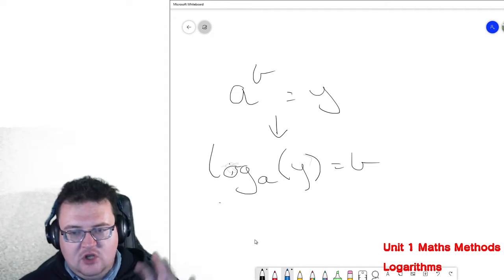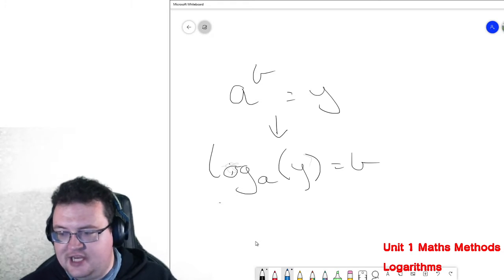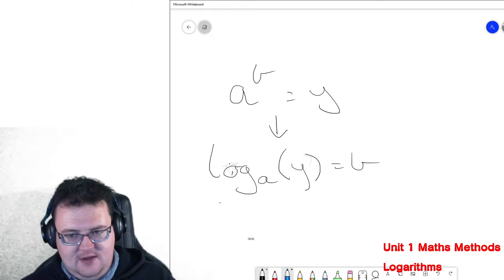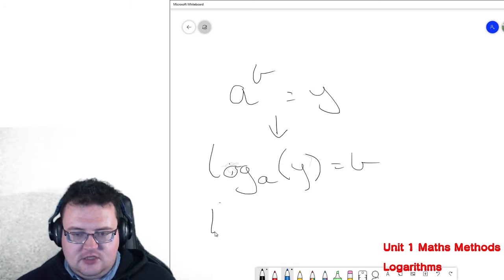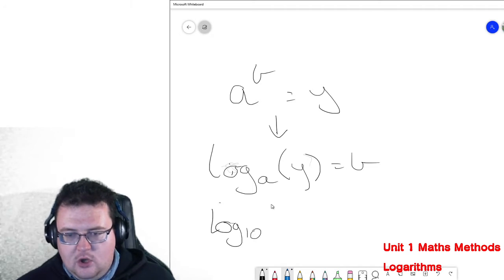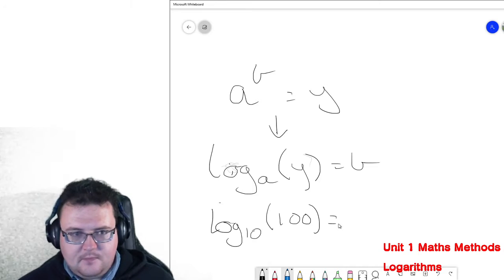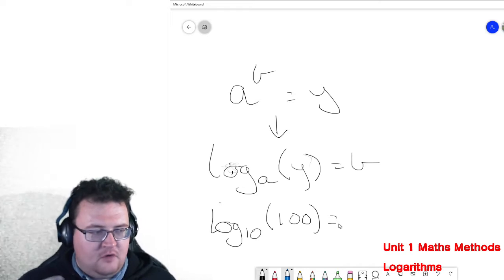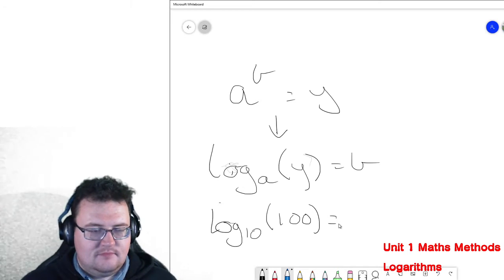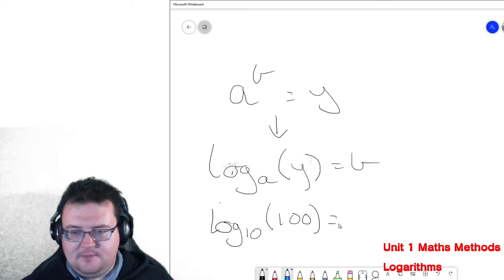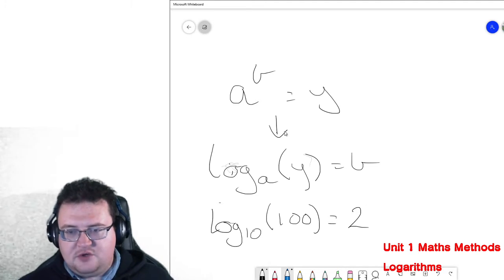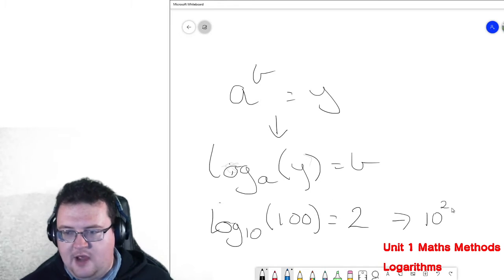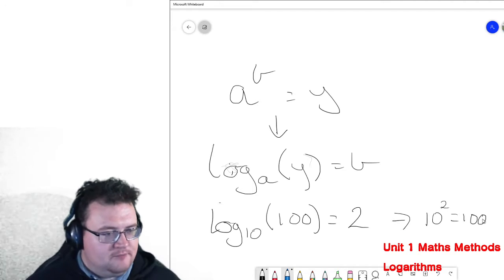So the question is, the log, what power do I need to raise a to so that I can get the value y? So if we think about it like this, log 10 of 100. What do I have to raise 10 to the power of so that I get the value of 100? 2, correct. So if I was to rewrite it the same way I've written this one, that would clearly be 10 to the power of 2 is equal to 100.